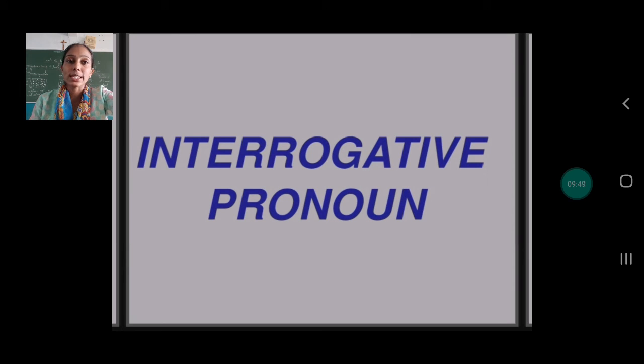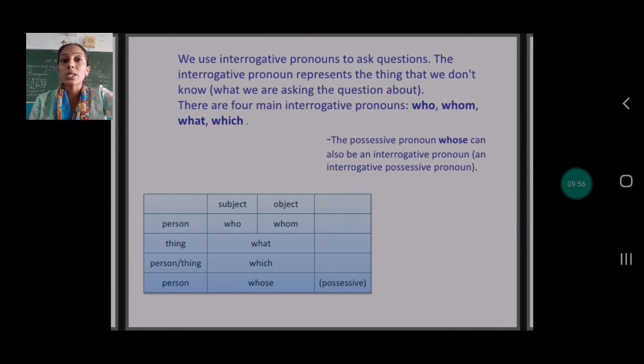Moving on to the next kind, that is interrogative pronoun. That is very easy. You can easily identify. We use interrogative pronoun to ask questions. The interrogative pronoun represents the thing that we don't know. That means what we are asking the question about. There are 4 main interrogative pronouns, and which are they? Who, whom, what and which. Repeat after me. Which are the 4 main interrogative pronouns? Who, whom, what and which.